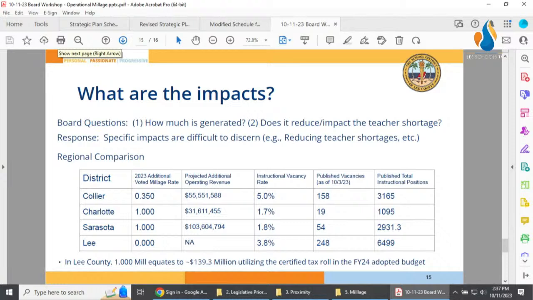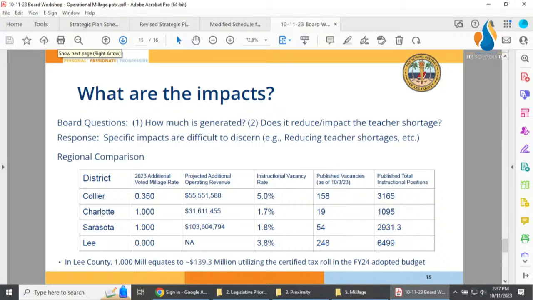The vacancies are pulled directly from each district's currently posted vacancies, and these are date stamped October 3rd, so they're lagged. They are not accurate as of today, but they are accurate as of October 3rd. As well as the total published instructional positions as derived from their final adopted budget books. These published numbers are, again, as I mentioned, lagged.